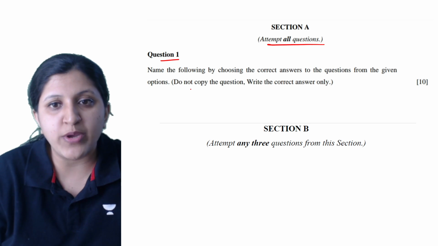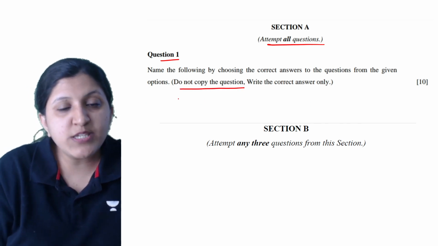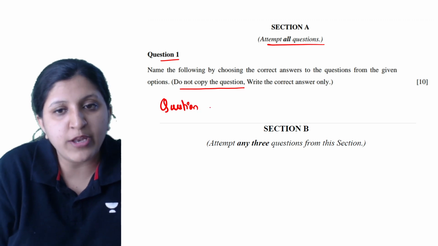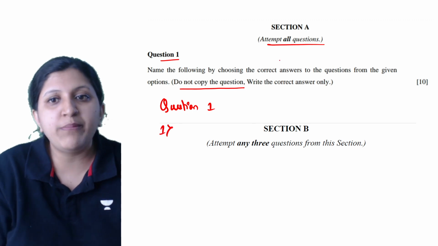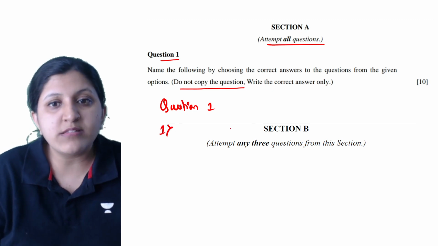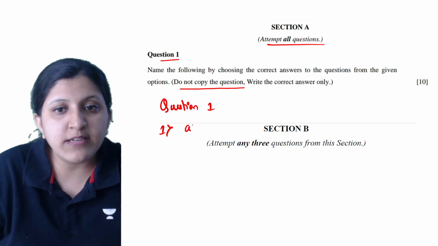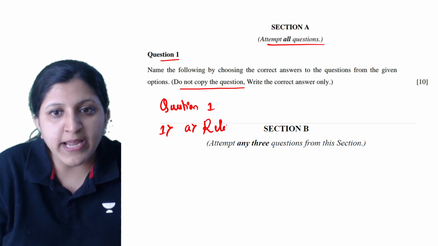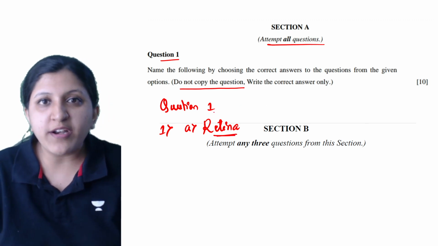Okay, multiple choice questions. Again, you need not copy the question, just put the question number 1. So question number 1 you will put, then the first question in that, so 1 you will be writing. Write the correct answer. So in this first question, let's say the first answer is A. Okay, option A is the one, and you need to write the answer as retina. Whatever answer is there, that you need to write. Okay, so you need not write the question.